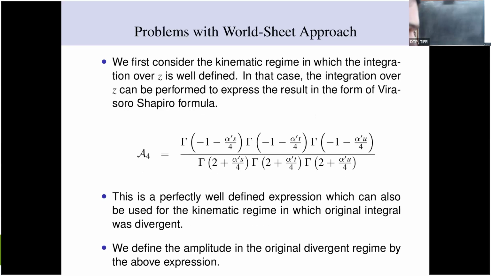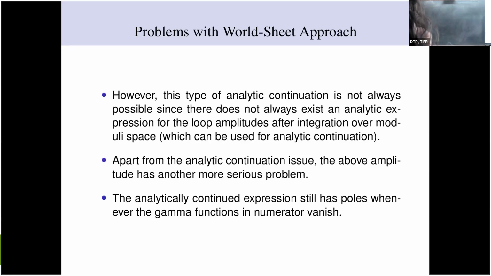So what you do is you first consider the kinematic regime in which the integration over z is well defined. In that case, the integration over z can be performed, and the result is the standard Virasoro-Shapiro formula. And this is a perfectly well defined expression. This expression can also be used for the kinematic regime in which the original integral was divergent, and we define the amplitude in the original divergent regime by this expression.